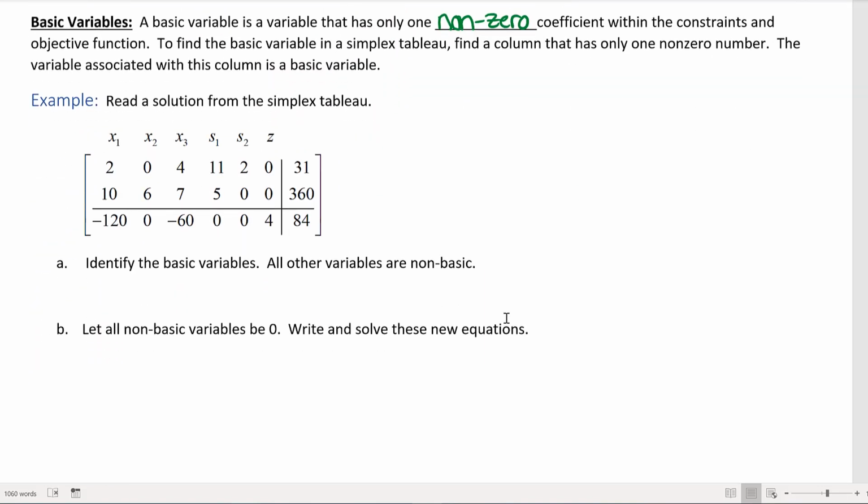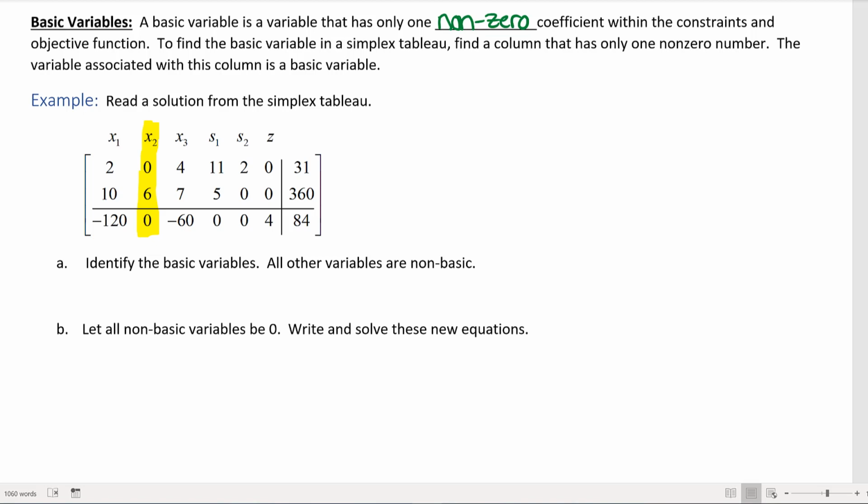So for our next problem, I am going to give you a simplex tableau, and I want you to read the solution from it. So step 1, identify all the basic variables. Looking up and down, x1, I have 2, 10, and negative 120. That's not basic. x2, though, is basic, and the reason this is basic is because there's only one non-zero number. So 0, 6, and 0. 6 is the only non-zero number, so that means that column is a basic variable column.